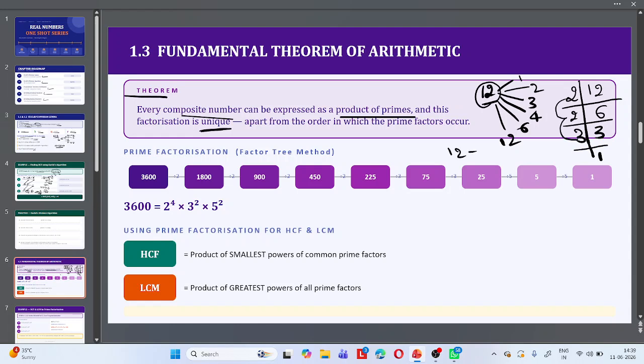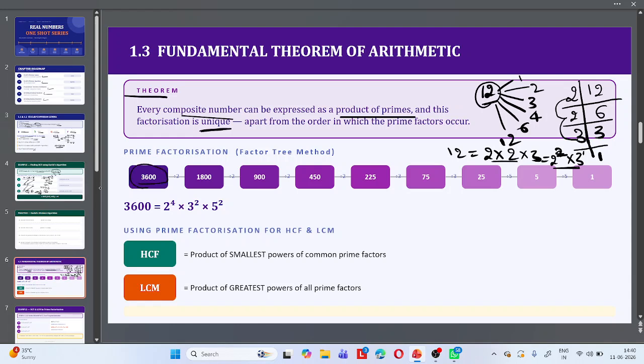12 can be written as a product of primes, that is 2 into 2 into 3. This can also be written as 2 to the power of 2 into 3 to the power of 1. This is a product of primes and this factorization is unique always. This is the statement of this theorem. Here one more example is there.